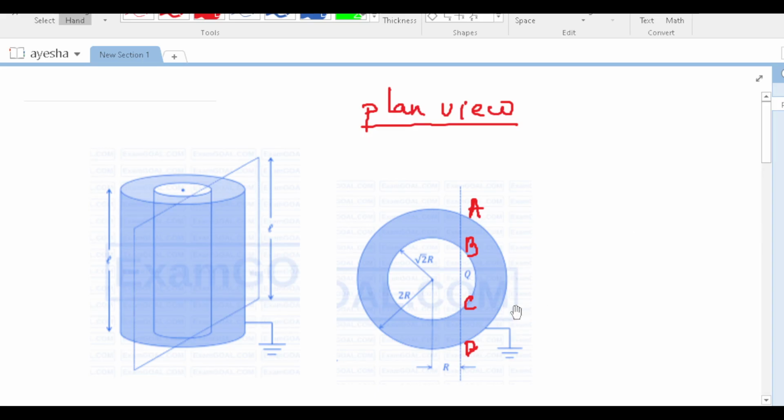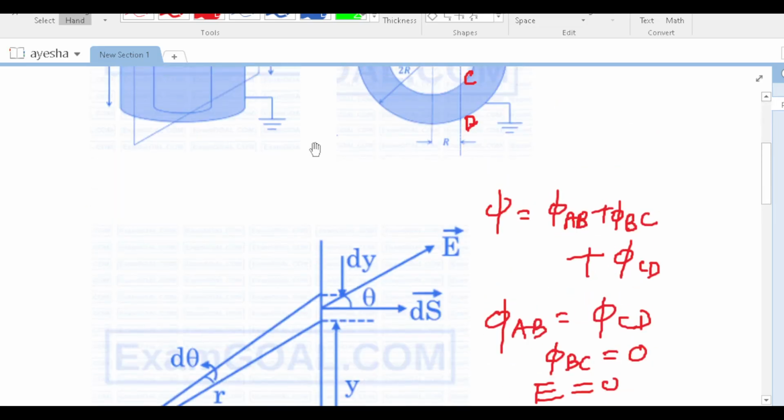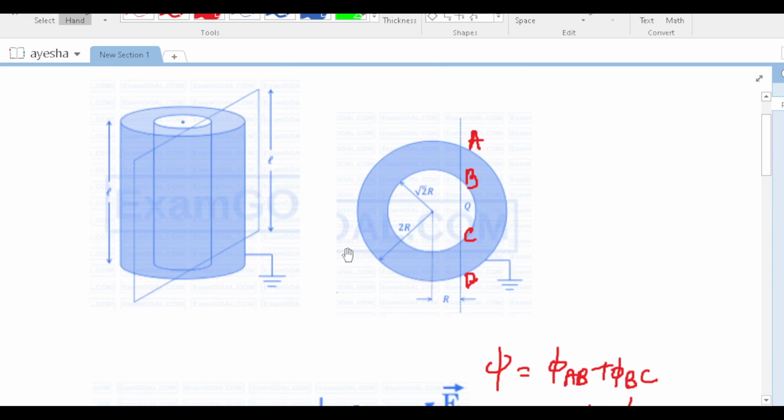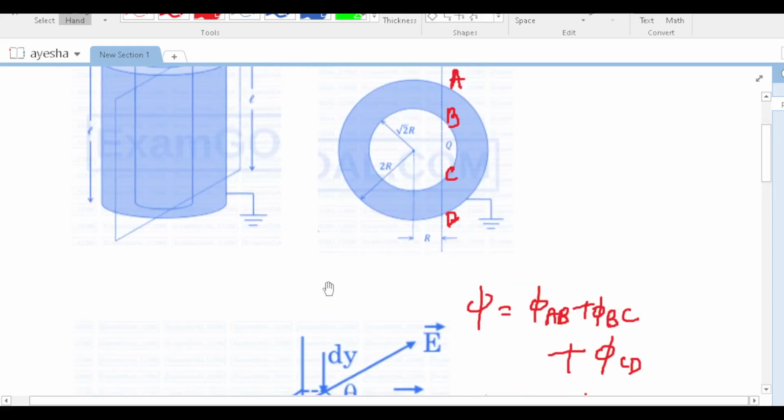So how do you approach this problem? If you go by the standard approach, you have to take an element between A to B and C to D. One challenge here would be that the electric field is radial. In the BC part, because it is a shell, inside there is no electric field, which means there are no flux lines going through. So that part you can ignore. So I can say that the total flux will be flux in the AB part, flux in the BC part, and flux in the CD part. Flux in the BC part will be equal to 0.